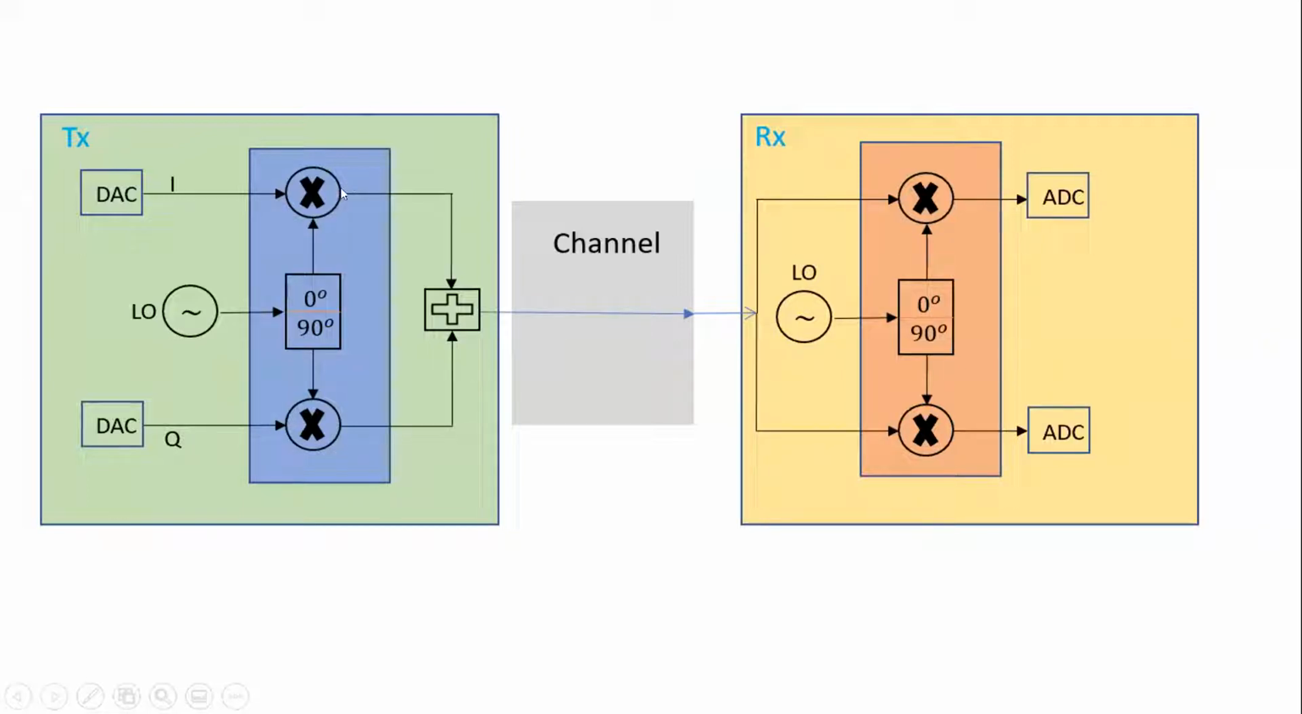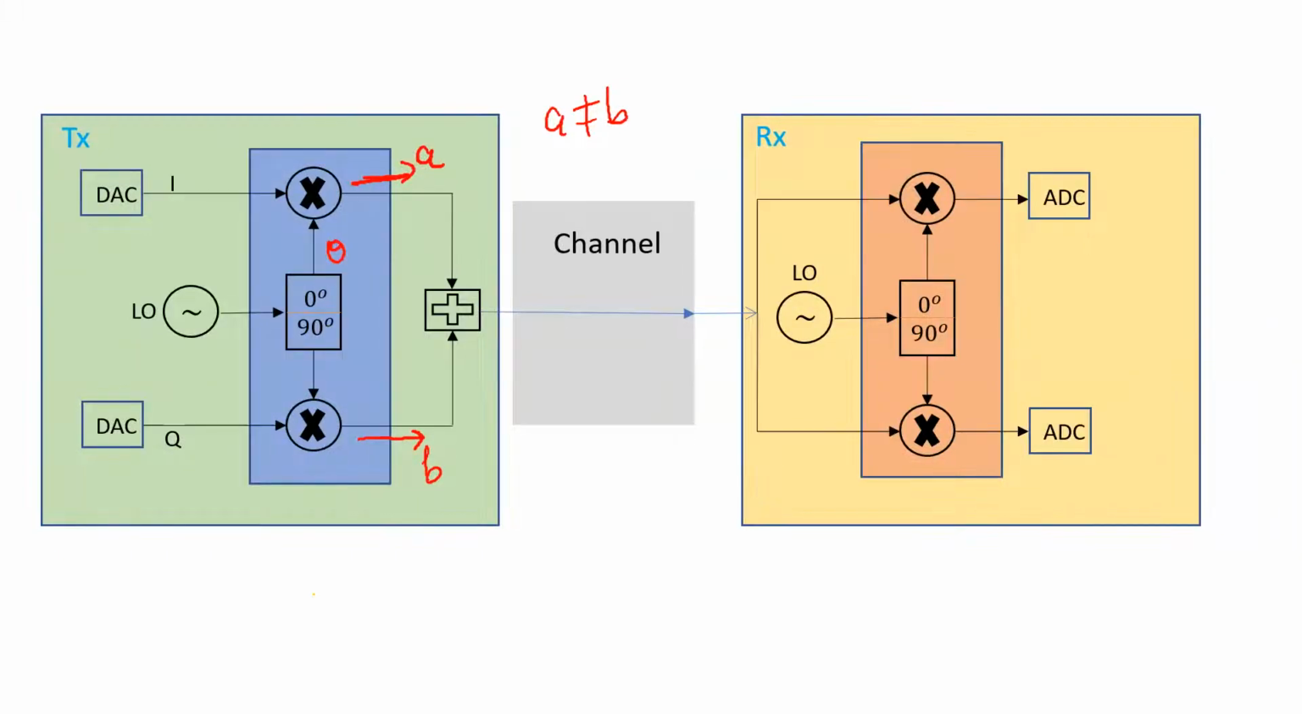So what if the gains are different, let's say the gain here is A, the gain here is B, and A is not equal to B? What if the angle deviates by theta, or say theta 1 here and theta 2 there? Then it leads to quadrature skew. So this is the difference in gain and phase of I and Q.